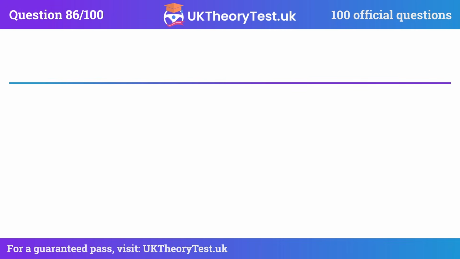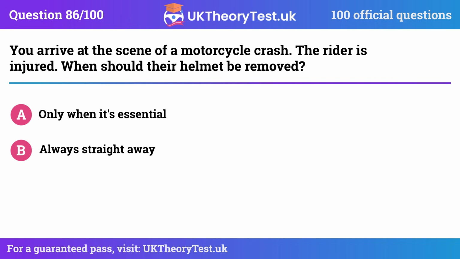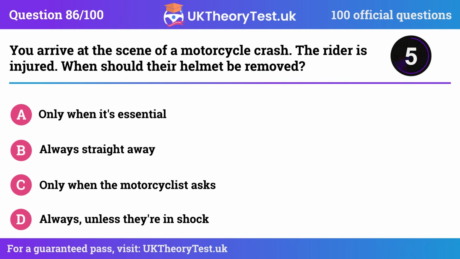Question 86. You arrive at the scene of a motorcycle crash. The rider is injured. When should their helmet be removed? A. Only when it's essential. B. Always straight away. C. Only when the motorcyclist asks. D. Always, unless they're in shock.